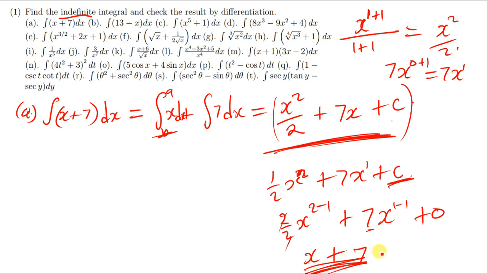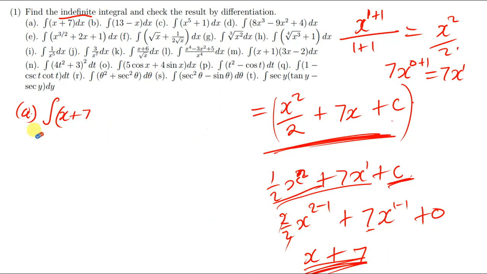So x plus 7 is the solution to this expression. When you differentiate this expression, we're getting x plus 7, which is exactly what we have there. So this shows us that our solution is correct. So this is how you integrate, and this is how you differentiate. Okay, so let's quickly move on to the next question.